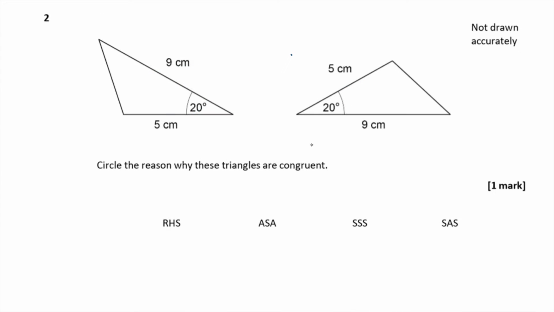Question 2. Circle the reason why these triangles are congruent. Right, so I've got two triangles here. Now this side here matches with this one, doesn't it? And this one matches with this one. And the angles in between match. So this is an example of side angle side, because I've got two sides and the included angle that match up. So it's going to be this one, SAS.